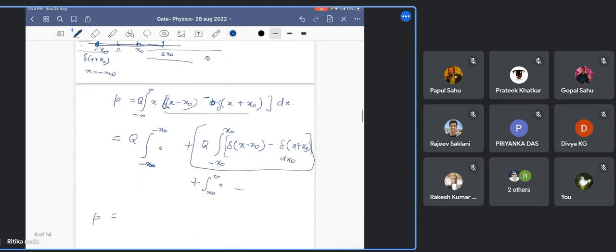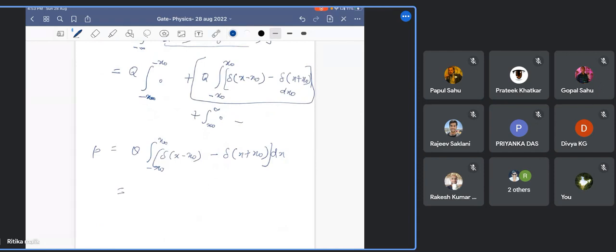So the electric dipole moment p equals q times the integral from minus x naught to x naught of delta x minus x naught, delta plus x naught, into dx. So this integral will give you q x naught.